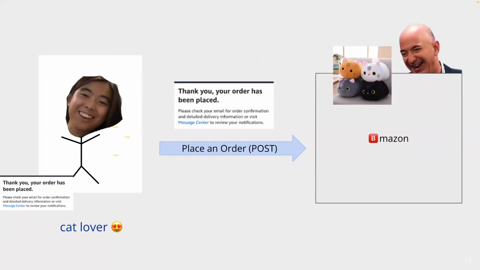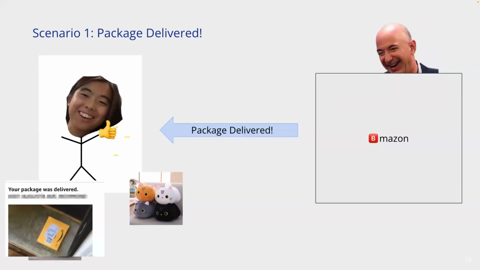Now, there are three things that could happen. One, the package could be delivered. Everything went smoothly. She asked for a package. The package came back. She comes to her door. She opens the package, and all the cats that she requested landed.